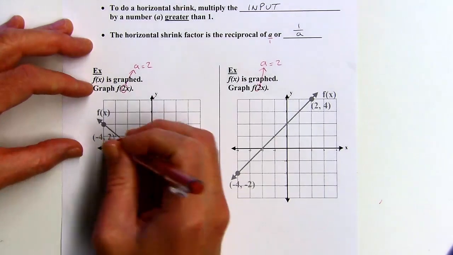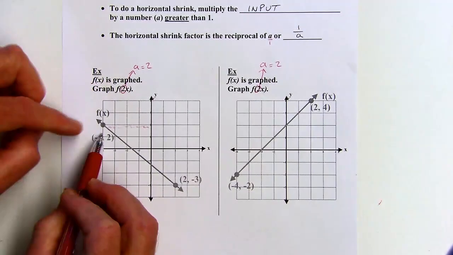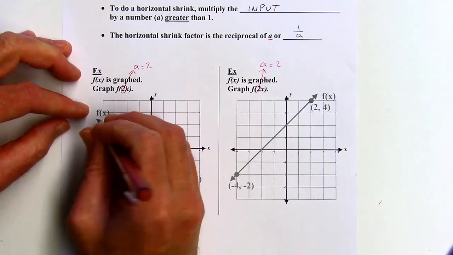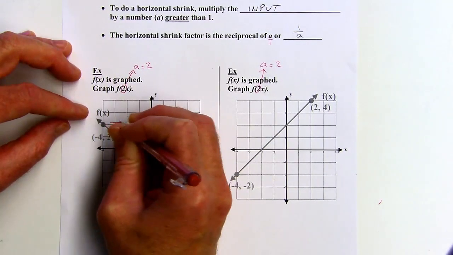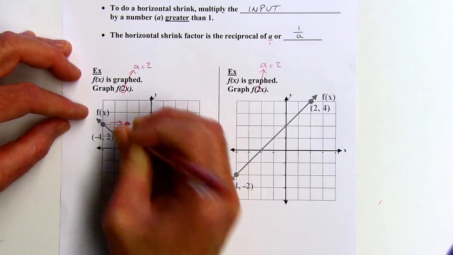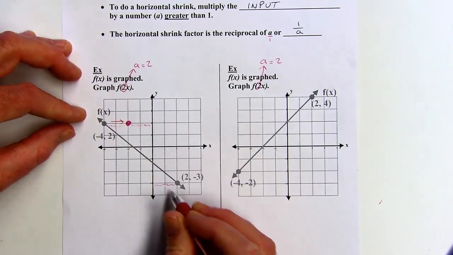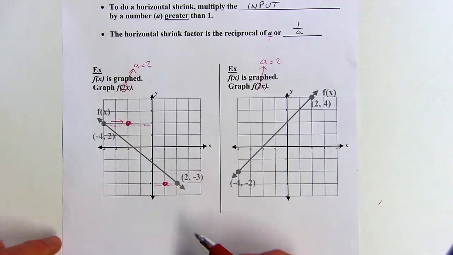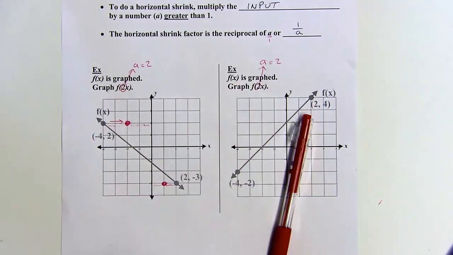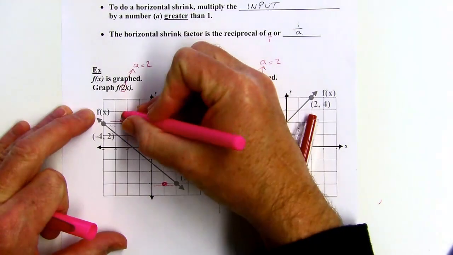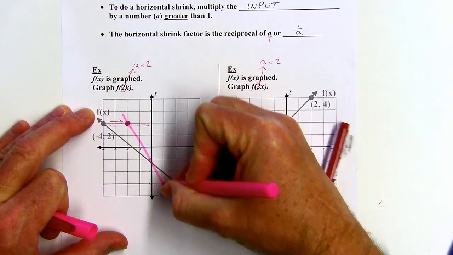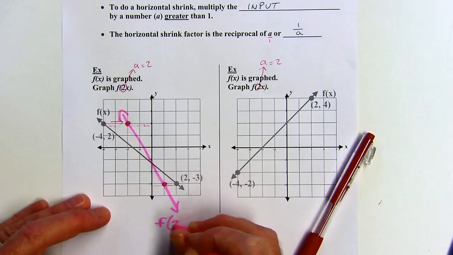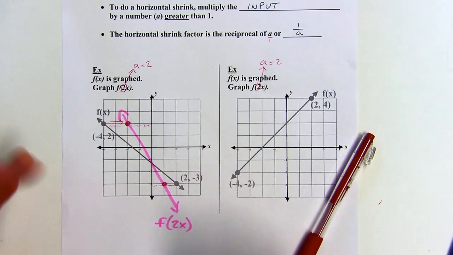If you look at this top point, I'm thinking how far away is that top point from the y-axis? Right now it's 4 units away. Since this is 2, I'm going to take half that distance, so this point is going to move in like that. And if I look at this point, it's 2 units away from the y-axis, so half of that would be 1. Then I'm going to connect the dots, and I'll have my new graph. So this one would be f of 2x.